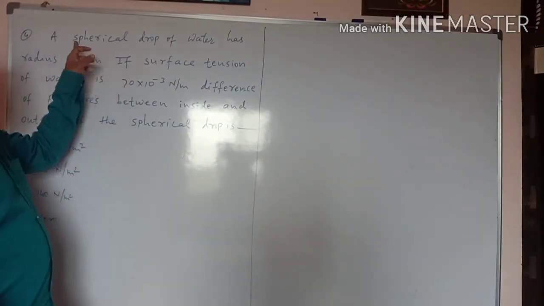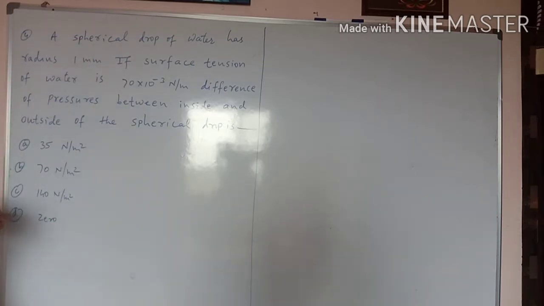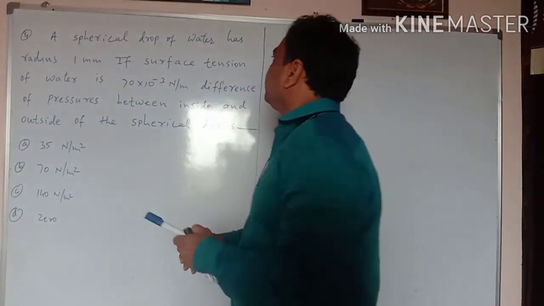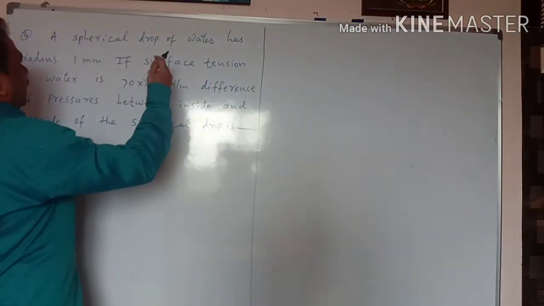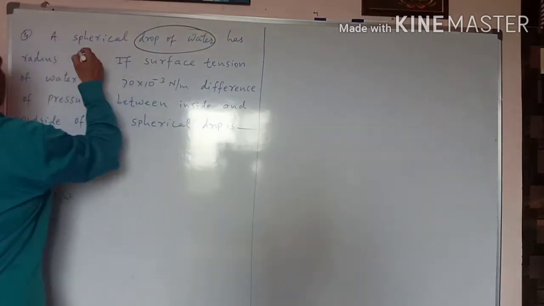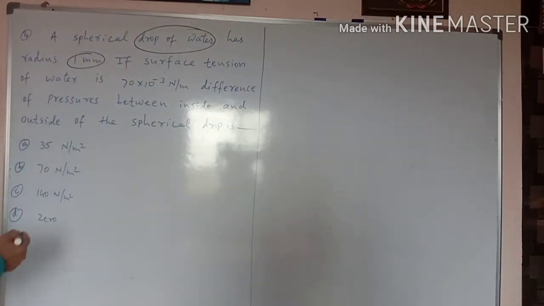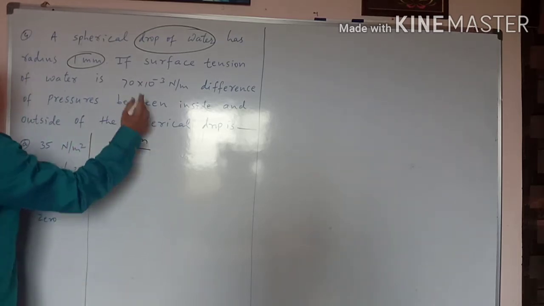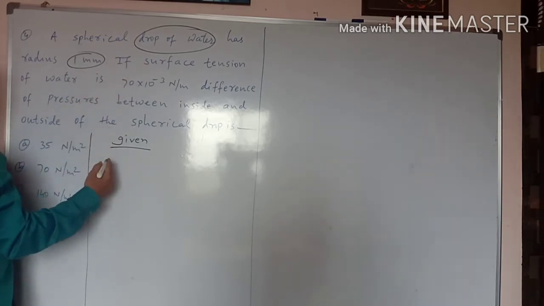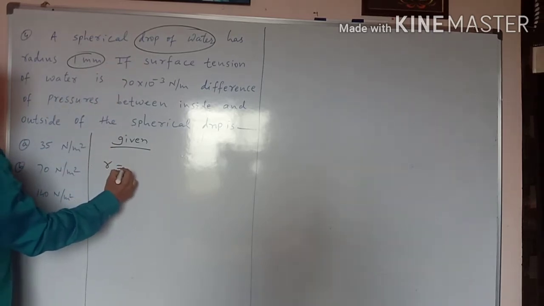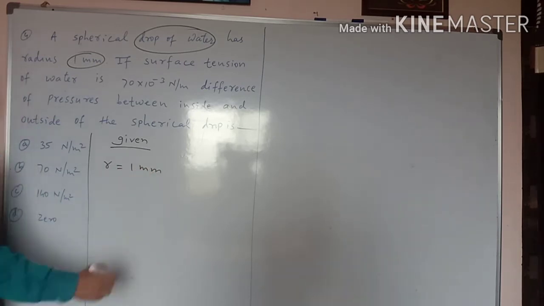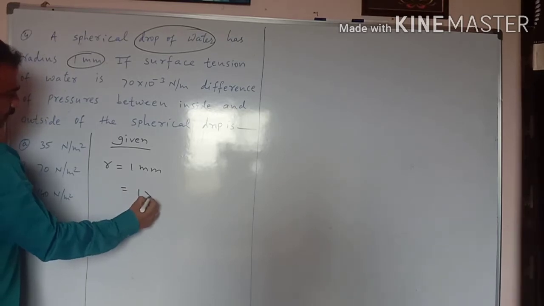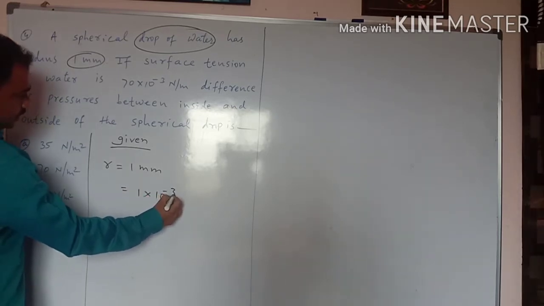So our next problem is a spherical drop of water. See here, a water drop is there and has a radius of 1 mm. So we should write the given. The radius of the drop of water, that is small r, is given as 1 mm. So mm, that is the millimeter, we can write as 1 into 10 to the power minus 3 meter.